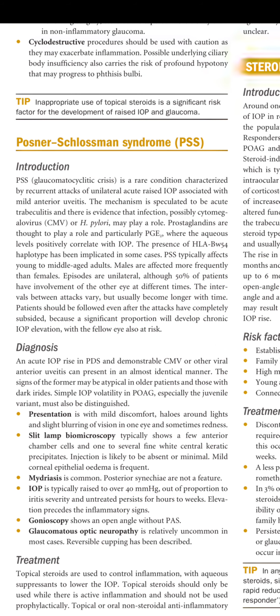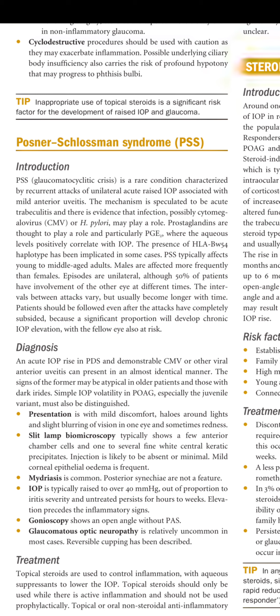The mechanism is speculated to be acute trabeculitis, and there is evidence that infection, possibly cytomegalovirus or H. pylori, may play a role. So there are certain organisms that can cause inflammation of the trabeculum, like CMV or H. pylori, which have been postulated. Prostaglandins are thought to play a role, particularly prostaglandin E2, where the aqueous levels positively correlate with IOP. The presence of HLA-BW54 haplotype has been implicated in some cases.